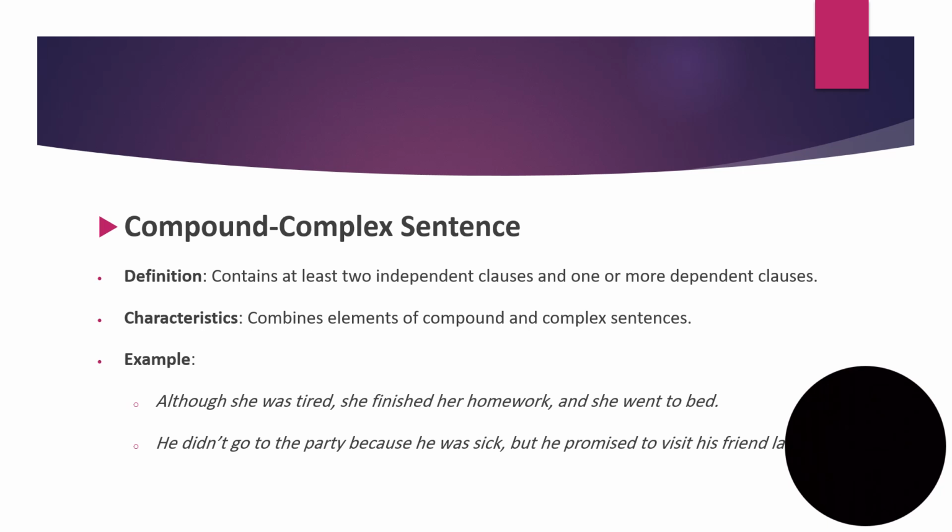For example, although she was tired, she finished her homework and she went to bed. So here it contains two independent clauses. He didn't go to the party because she was sick, but he promised to visit his friend later.